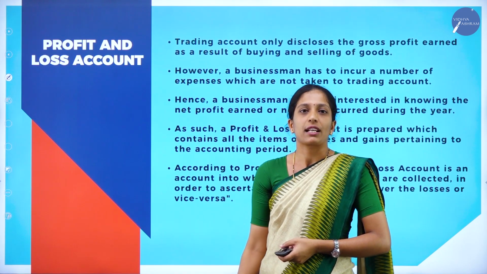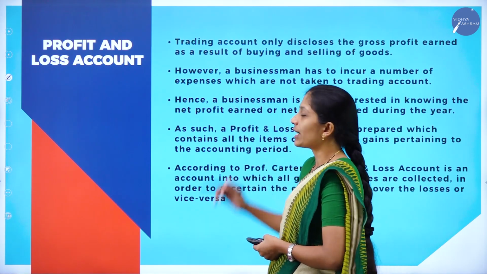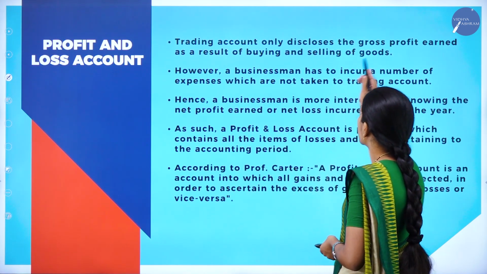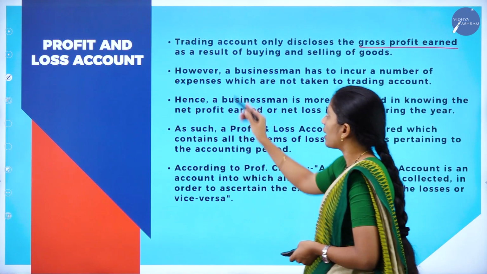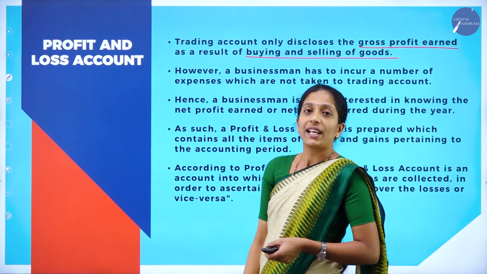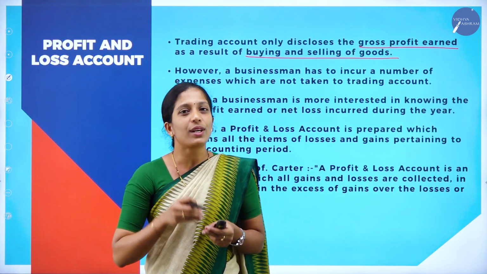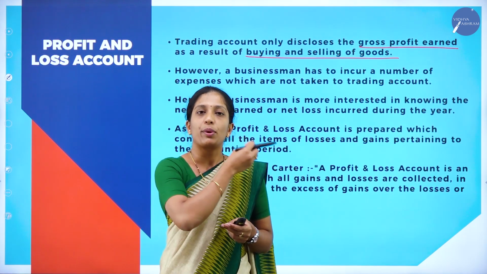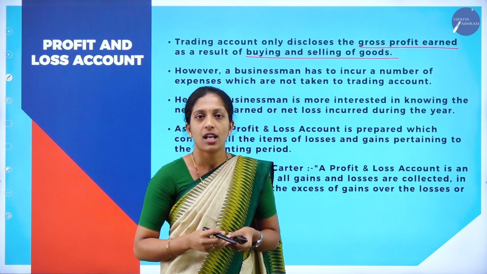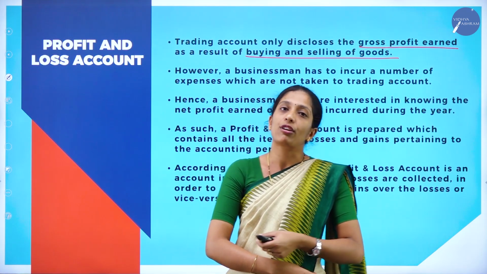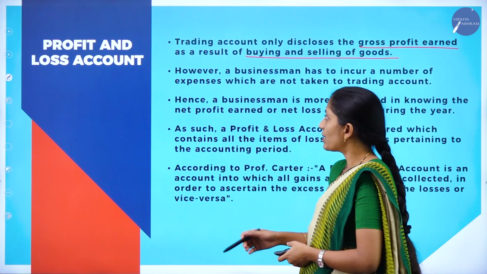Next part of your income statement is profit and loss account. So let us see what this profit and loss account is. Trading account only discloses the gross profit earned as a result of buying and selling of goods. So how do we get gross profit? By taking only the direct expenses. Then what about indirect expenses? That we will take under profit and loss account. So by taking only the direct expenses, we will get only gross profit or gross loss of the business.